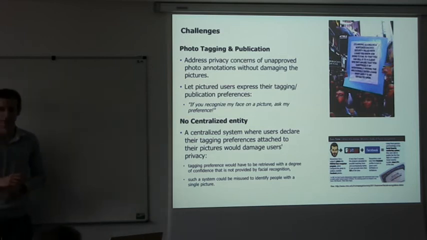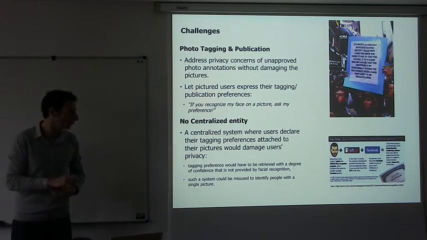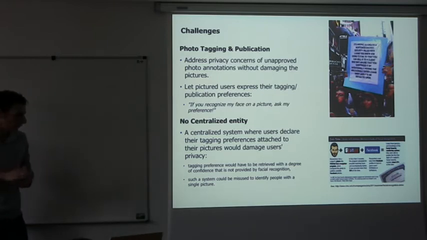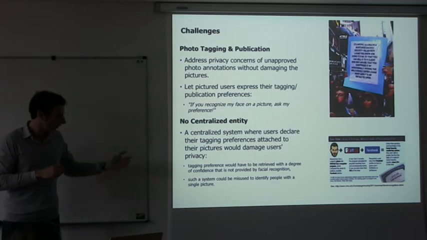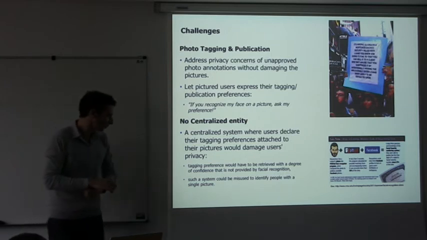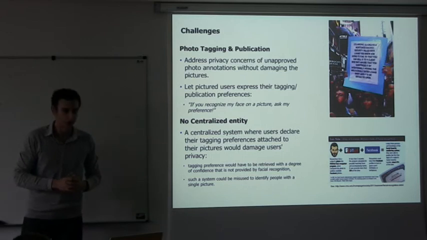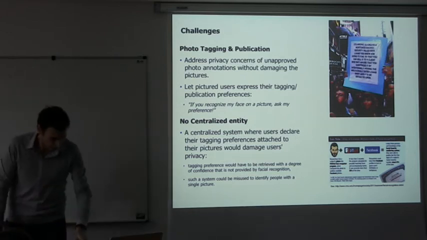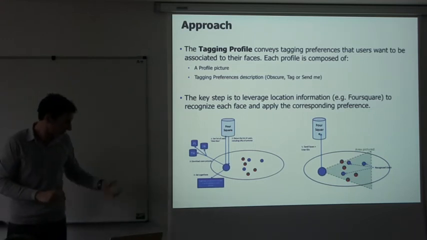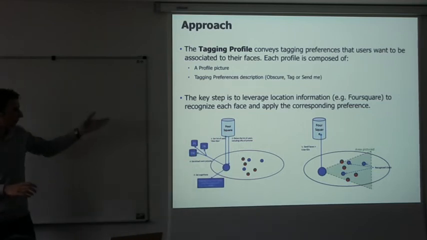Well, there are many privacy issues there. One is that face recognition is not working that well. Even using some information to restrict the set of users, the accuracy is about 30%, and even smaller. And also, if you have that big database of faces that you can query all the time, it's a big privacy threat by itself. So what we're trying to do is to limit the number of users that we should consider when trying to retrieve someone's tagging preference.